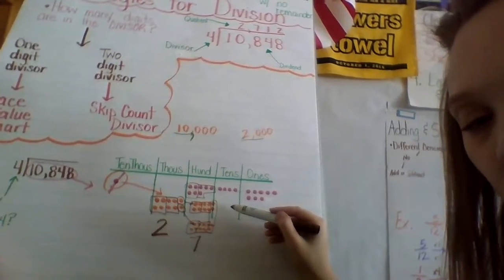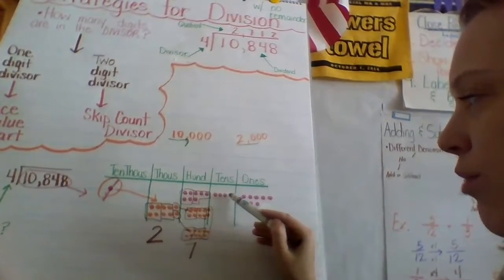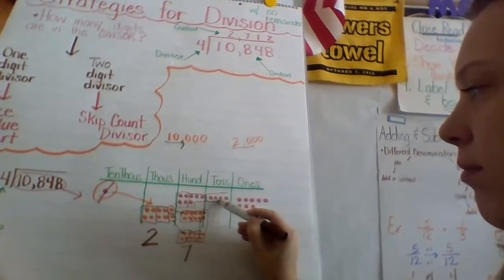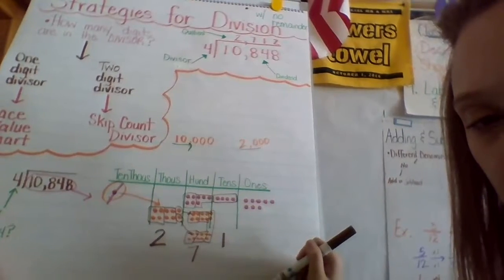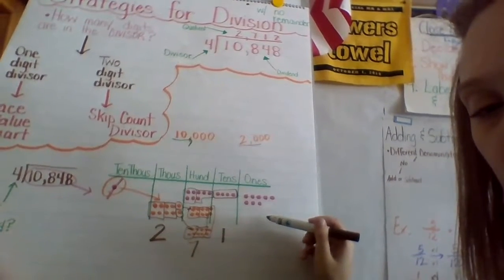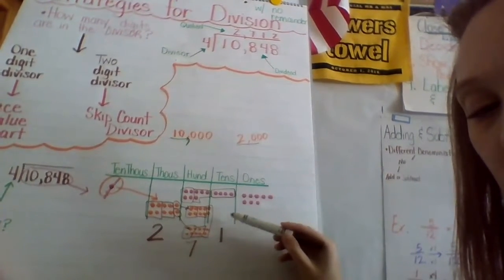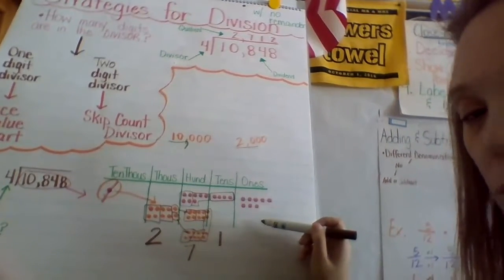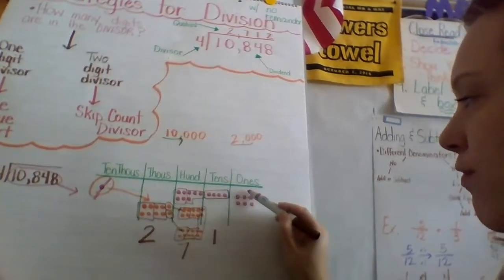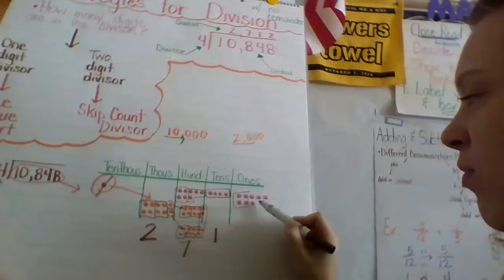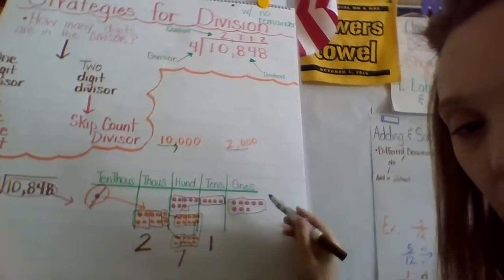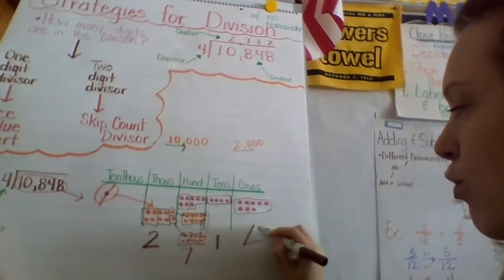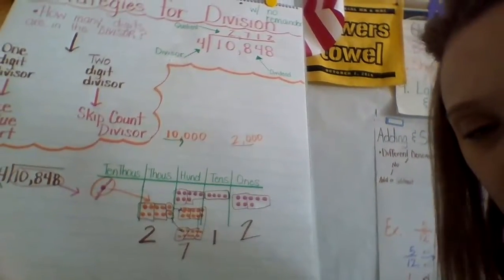How many groups of 4 can I make? 1, 2, 3, 4. I just made 1 group of 4 in the tens place. Now move over to my ones place because there's none left over. Let's make groups of 4. 1, 2, 3, 4. Here's a group of 4. 1, 2, 3, 4. Here's a group of 4. I made 2 groups of 4 in the ones place.